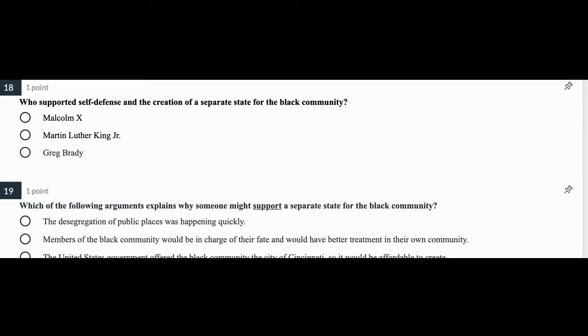18. Who supported self-defense and the creation of a separate state for the black community? Was it Malcolm X, Martin Luther King Jr., or Greg Brady?